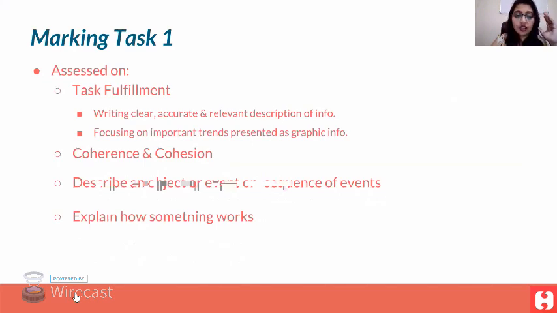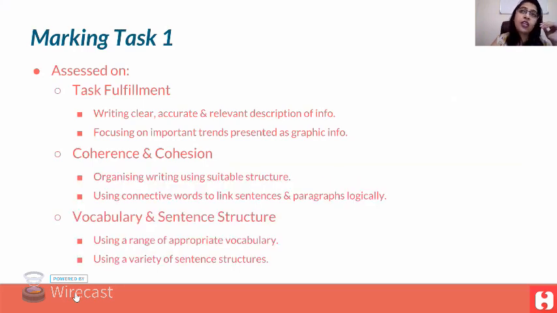Coherence and cohesion. Like I told you, you have to use apt words to cohere to the question that is asked in the question paper. Because if it's a graph, you are sure to be using words like leap or steep down or a plateau or a stable ground. So these are a few words that you would be using while dealing with a graph.